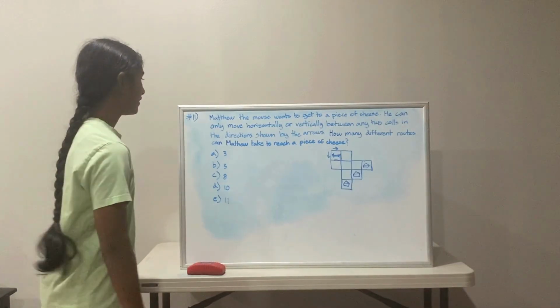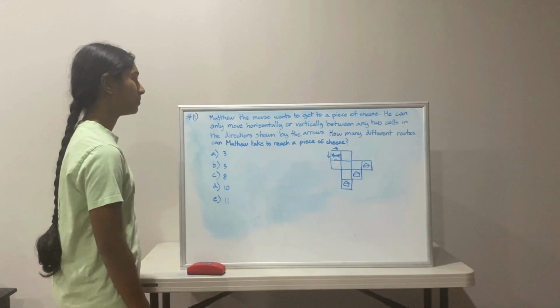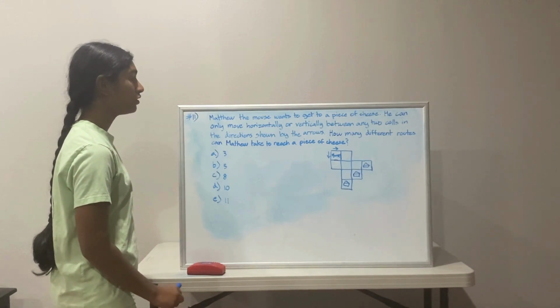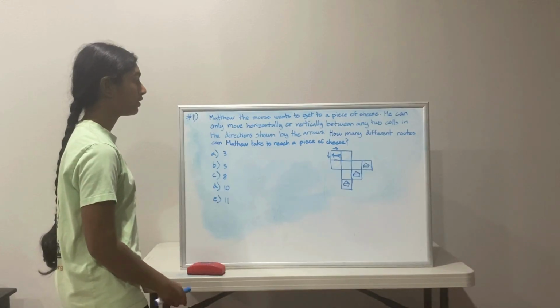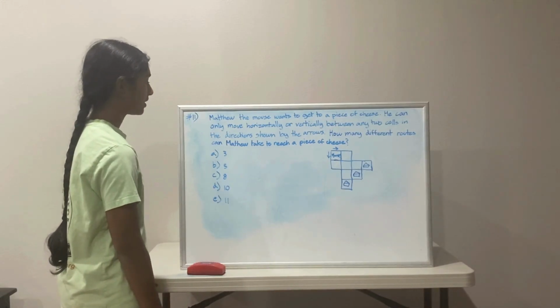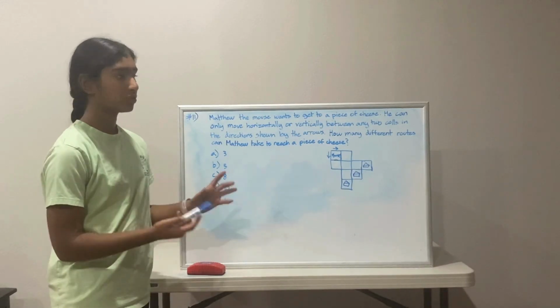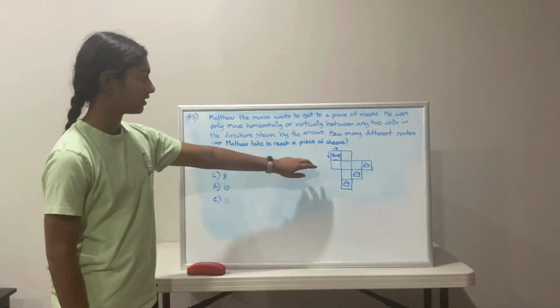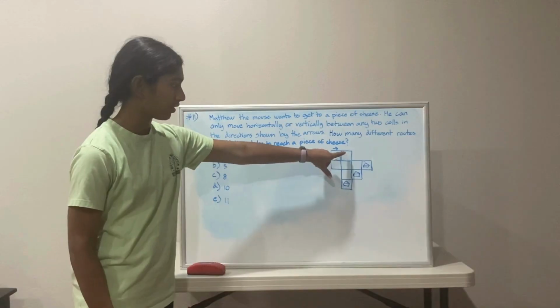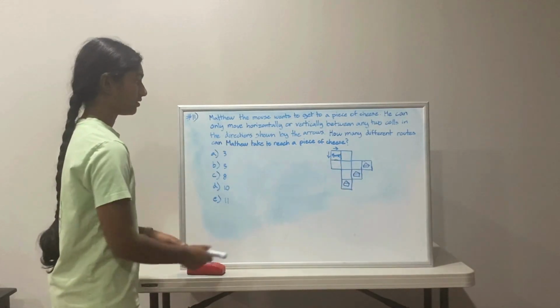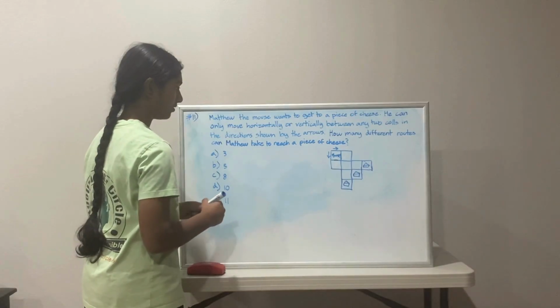Number 11. Matthew the mouse wants to get to a piece of cheese. He can only move horizontally or vertically between any 2 cells in the direction shown by the arrows. How many different routes can Matthew take to reach a piece of cheese? So the strategy we would solve this with is multiplying the number of ways that Matthew can start and the number of ways Matthew can end, because Matthew has to go through the middle piece.